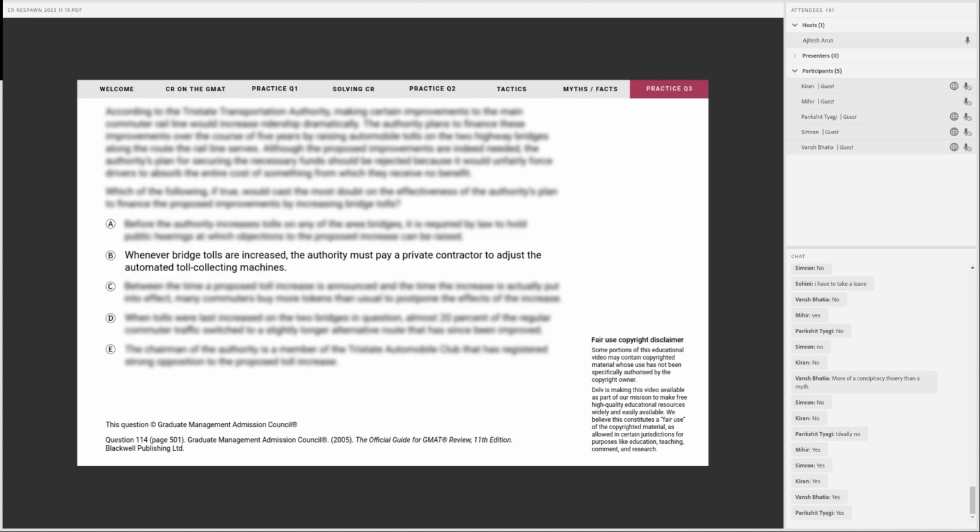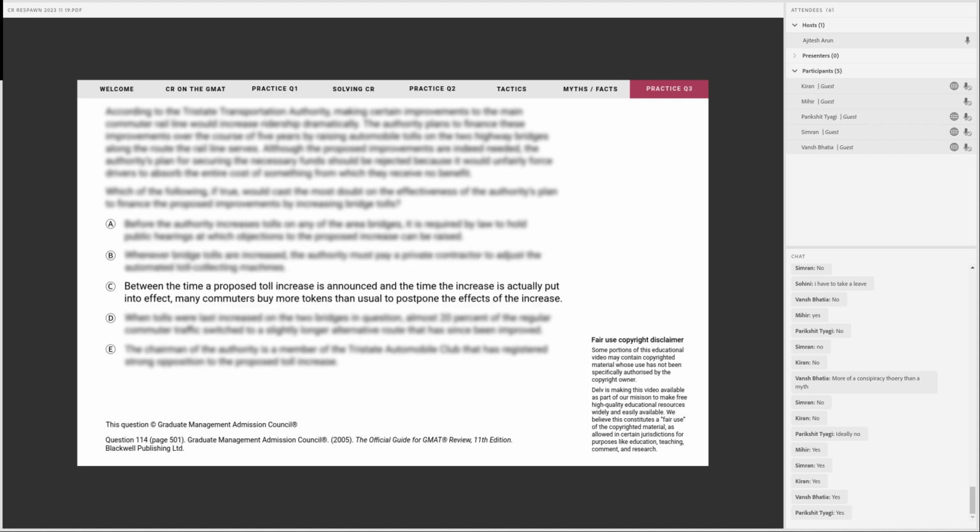Option B, the authority must pay a private contractor to adjust the toll collecting machines. This seems like a tiny expense, right? Like in the grand scheme of things, if you're paying someone to adjust a few machines, how much of an impact can it have, right? So option B is out.